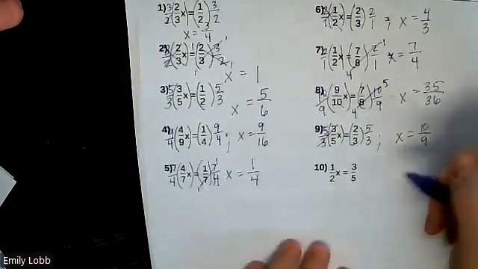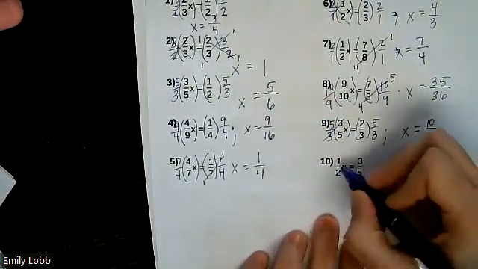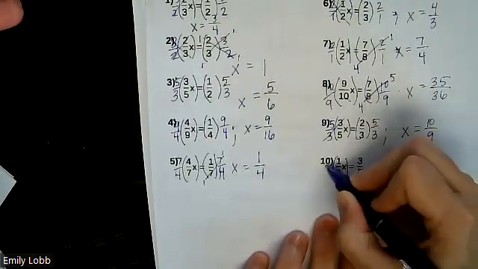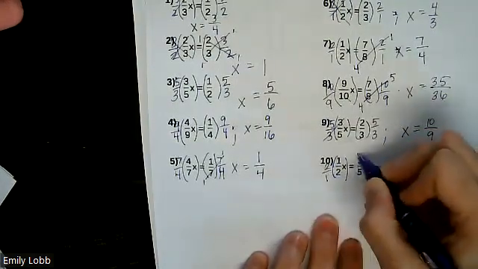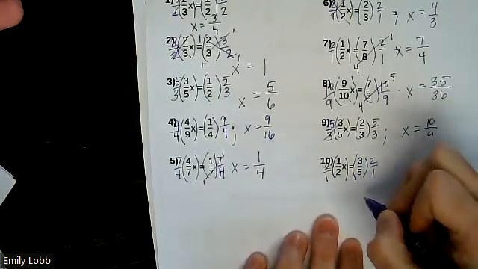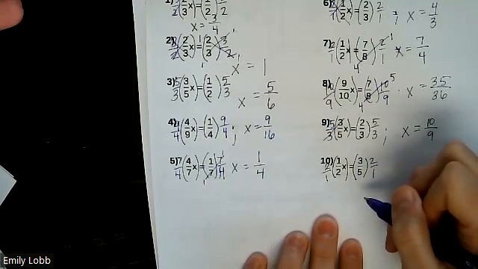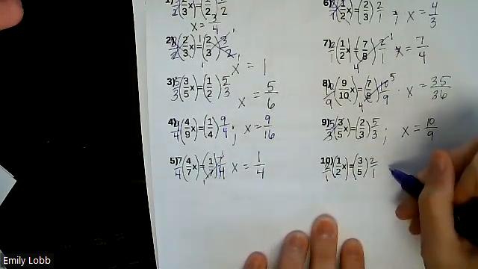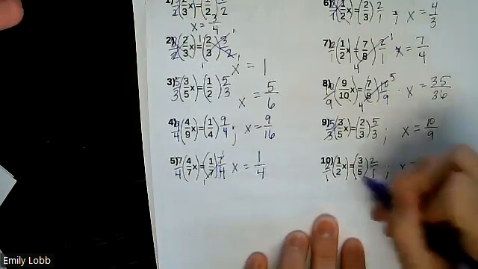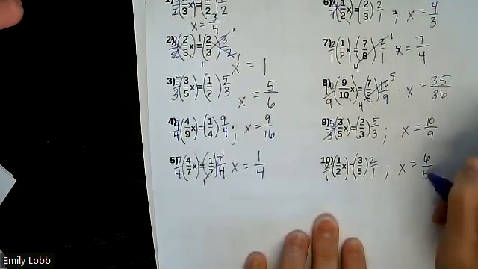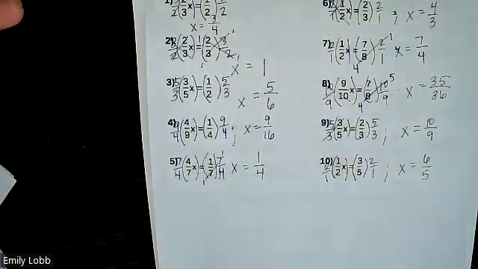Same thing here. To undo 1 over 2, we multiply by 2 over 1. These cancel. So I'm left with x equals 3 times 2 is 6, 5 times 1 is 5. So 6/5 or 1 1/5.